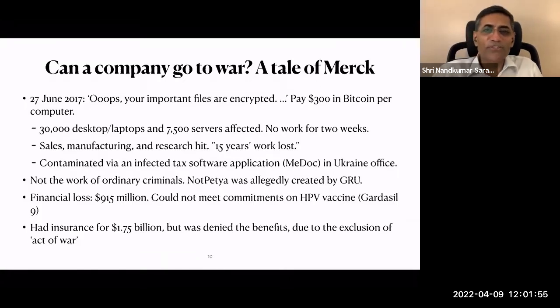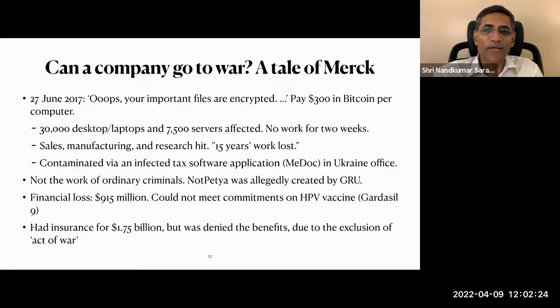The documented loss, since there were filings in the Securities and Exchange Commission by this company, went to the tune of $915 million, almost 7,000 crore rupees. And they then had to lose time on the vaccine commitments, and they did have insurance covering $1.75 billion, but the insurance company refused to pay the amount, saying that it's an act of war, which is not covered in the terms of the policy.